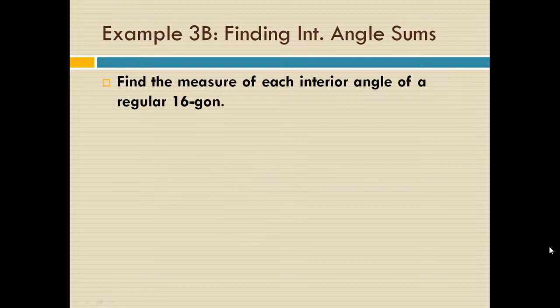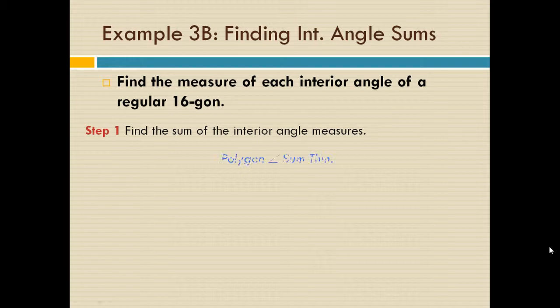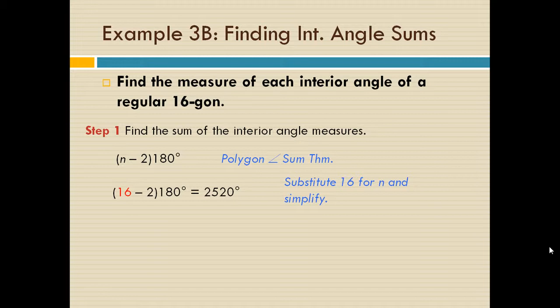Find the measure of each interior angle of a regular 16-gon. Now in this case, we're not looking for the total sum, we're looking for the measure of each one. So first we need to know the total. Find the sum of the interior angle measures. We use the polygon sum theorem: n minus 2 times 180. Substitute 16 for n and simplify. So 16 minus 2 times 180 equals 2,520 degrees.